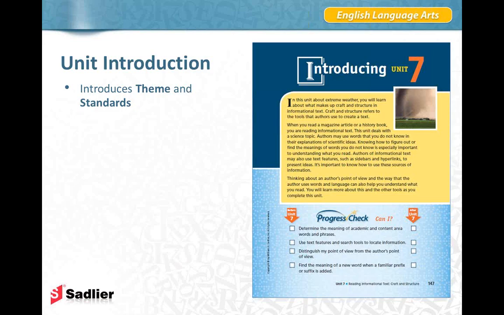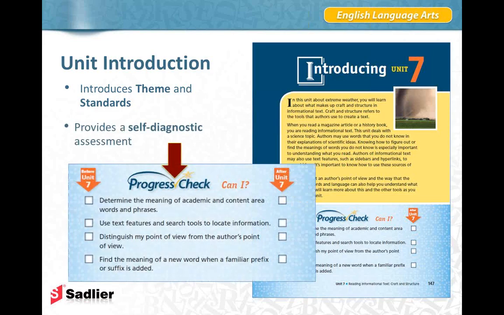The theme for this unit 7 in grade 3 is about extreme weather and also the natural disasters that extreme weather causes. And then this intro goes into the different craft and structure ways that an author brings about writing informational text. Of course, they're identifying the 3 standards. There is a self-diagnostic assessment here. So we're looking a bit at the learning progression of what the student knows at this point. Have they learned what they should have learned last year about informational text and bringing it forward?